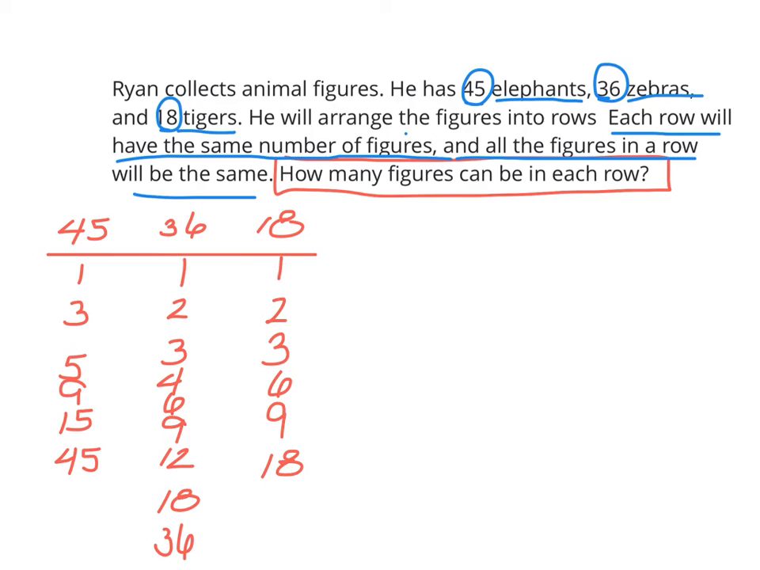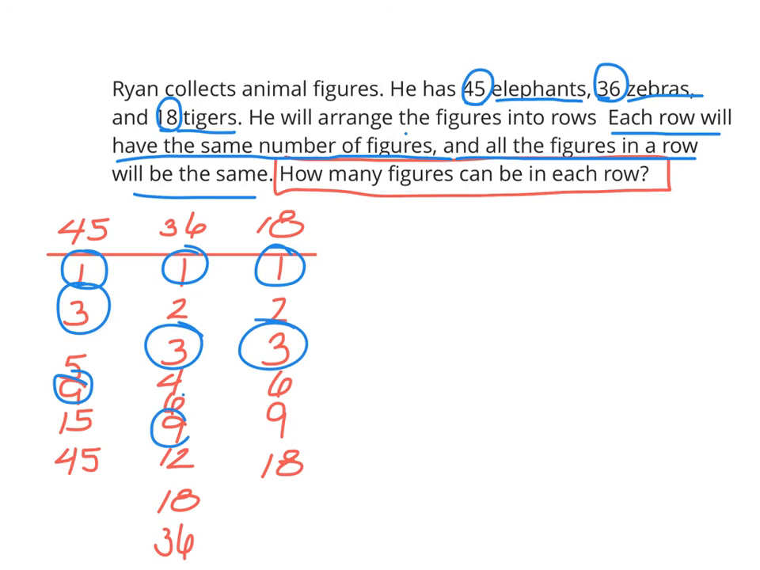Now, let's circle our common factors. So 1, we already know that, right? So we have 1, 3, 2, 2. Nope, but 3, 3, 3. Let's see. Then 5. Nope. 5 is not a common factor. How about 4? Nope. 9. Yep, 9, 9, 9. So let's go ahead and circle that.